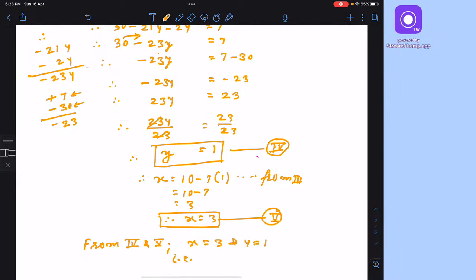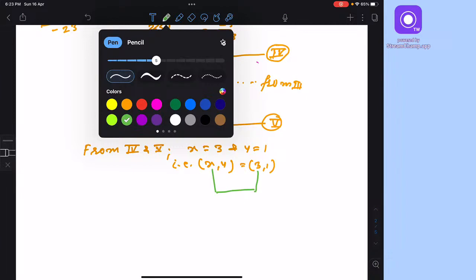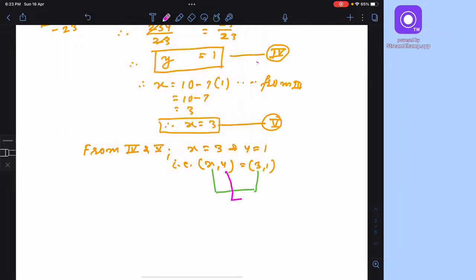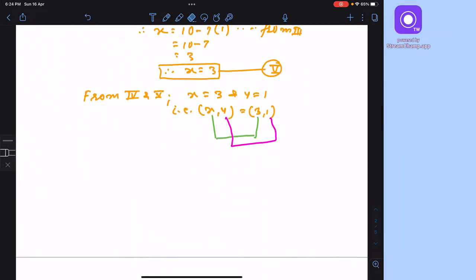That is, ordered pair xy is equal to ordered pair 3, 1. When we say two ordered pairs are equal, it will mean the first element is equal to the first element of the ordered pair, and the second element is equal to the second element. So x is equal to 3 and y is equal to 1. This is the solution.